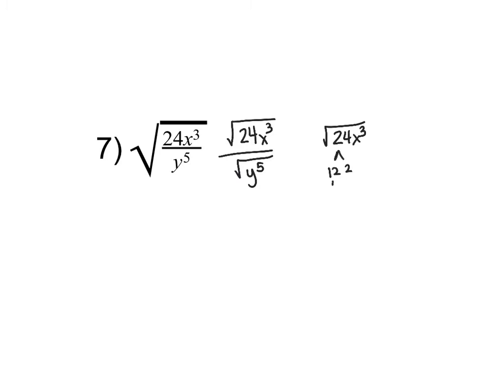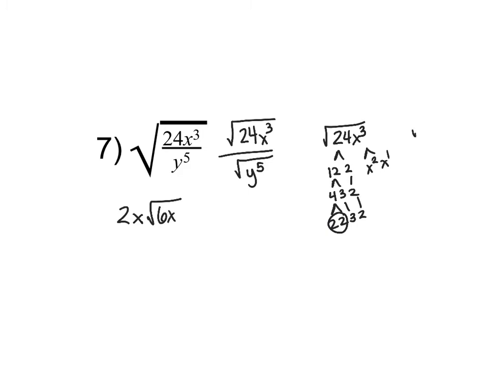24 is 12 and 2, 12 is 4 and 3. So we have 2, 2, a 3, and a 2. X cubed is going to be x squared times x to the 1st power. So when I deal with the top, we're going to take this pair of 2's out. So it's 2x on the outside, square root of 6x on the inside.